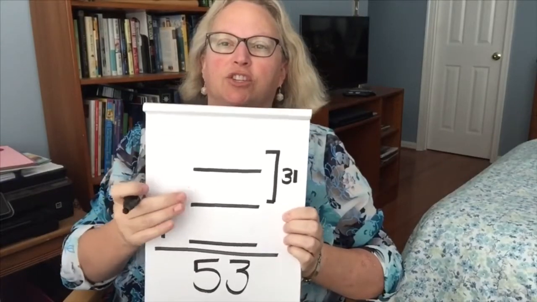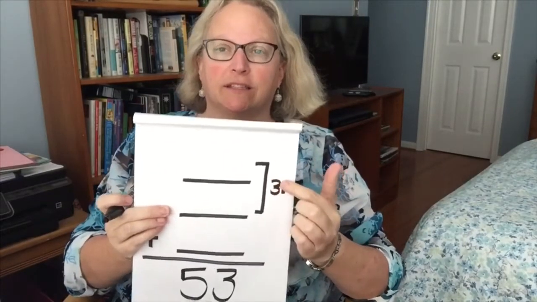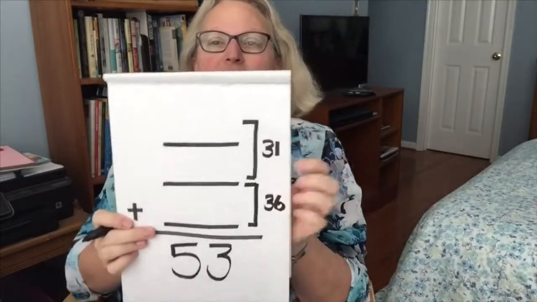The problem also said that the first and second shelves contain 31 glasses. So this is how I'm going to show that. I'm going to make a little bracket, and then I'm going to write a 31. So the first and the second shelves have a total of 31 glasses. And because the problem says that the second and third shelves have a total of 36 glasses, I'm going to do the same thing. I'm going to make a bracket, and then I'm going to indicate 36. So it looks like this.